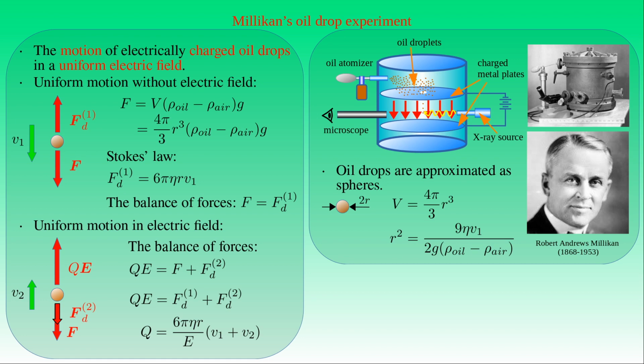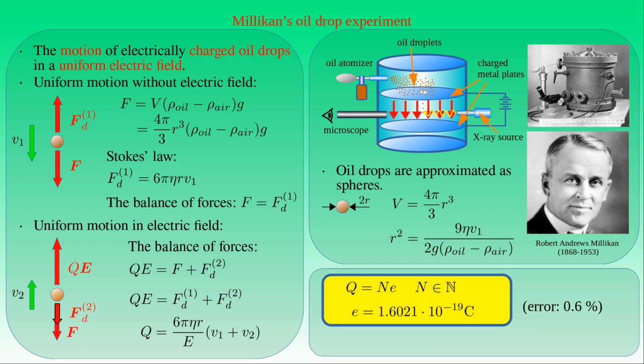Millikan performed a series of measurements in his experiment, and he found that the values of the charge Q attained by the individual droplets are always integer multiples of the elementary charge e, which is equal to 1.6021 times 10 to the minus 19 Coulomb. The relative error of the experiment was only 0.6% due to the error in the viscosity of air, which was corrected later. We note that Helmholtz already recognized that Faraday's laws of electrolysis have an important consequence.